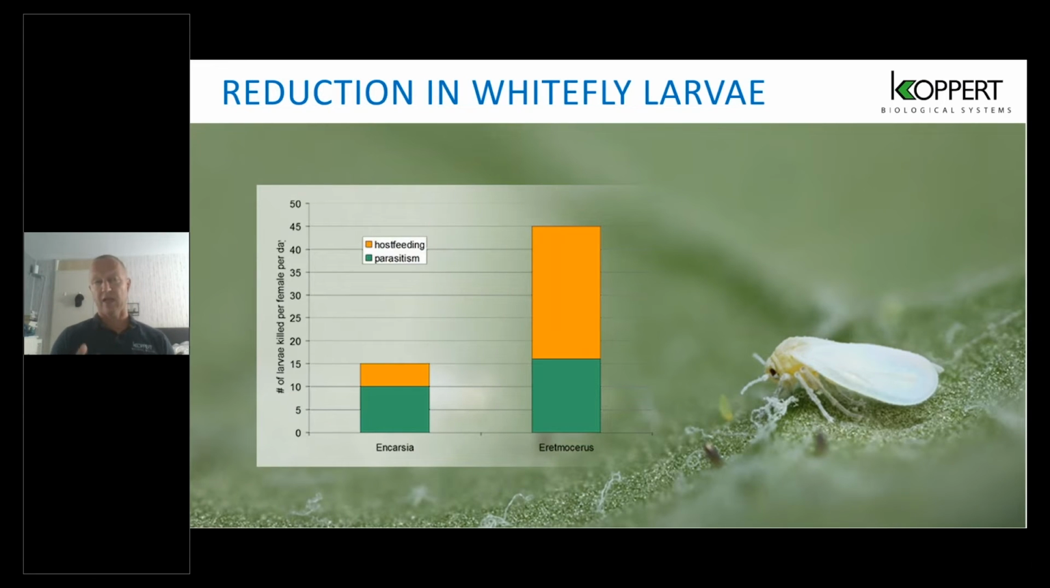And I also have a picture about the difference between the wasps. You see Encarsia. I talked about Encarsia, it's more for the greenhouse whitefly, and Eretmocerus is more for Bemisia whitefly. The big difference between these wasps is that Eretmocerus has more host feeding. You see that orange, orange, how do you say that? Yeah, that piece of flag is more than Encarsia. So with Eretmocerus, you have more host feeding.